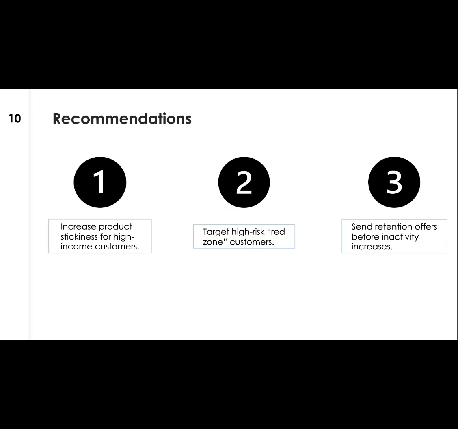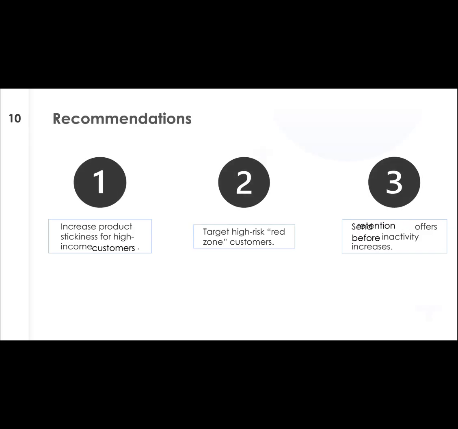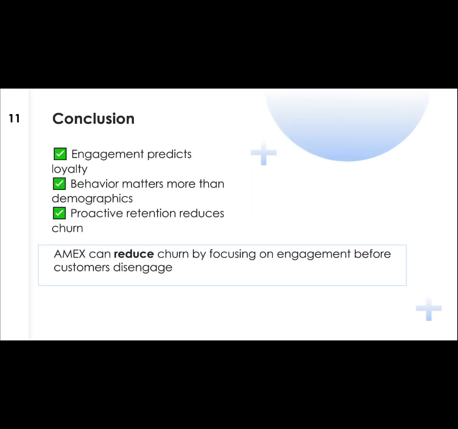First, we recommend increasing product stickiness for high-income customers. Since many high earners showed low engagement levels, Amex should encourage them to open additional accounts or use more financial products. We then recommend targeting the high-risk red zone customers identified in our Tableau dashboard. Third, we recommend implementing early warning retention strategies for inactive users. Because inactivity was one of the strongest predictors of churn, Amex should proactively reach out to customers as soon as their account activity begins declining.